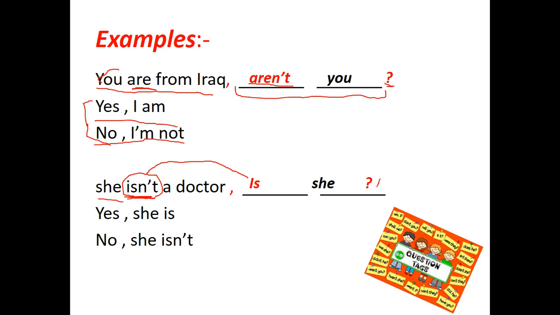Okay, and we have to put a question mark, and at the same time we have to answer. The first one is positive, yes she is. If she is a doctor, we have to say yes she is. If it is negative, you have to say no she isn't.